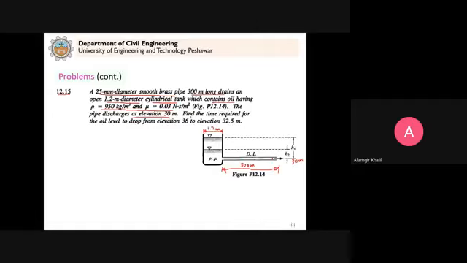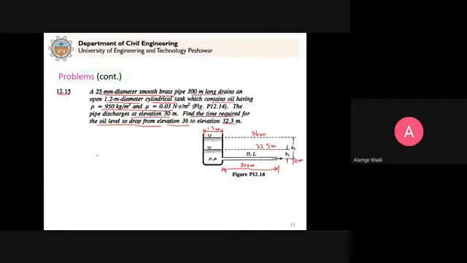Now the question is to find the time required for the oil level to drop from elevation 36 to elevation 32.5 meter. Here the elevation is 36 meter, and here the elevation is 32.5 meter. Now how much time will it take? That we need to calculate.